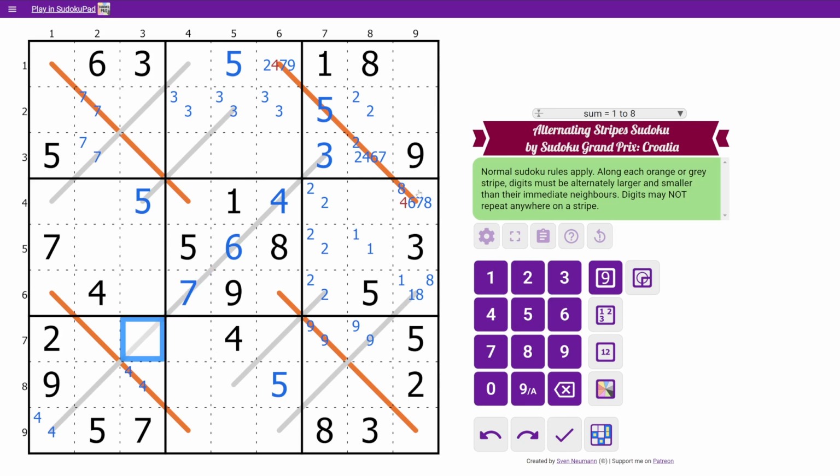Oh no, they can't repeat. Well, maybe that's okay. It would be 5. Couldn't be 5. Couldn't be 3. I guess that could be... How can you be alternately larger? The 4 is larger than 3, but smaller than the 6. 4, 6, 7.